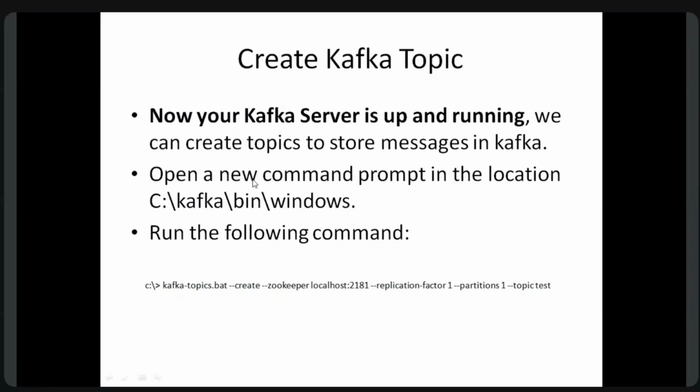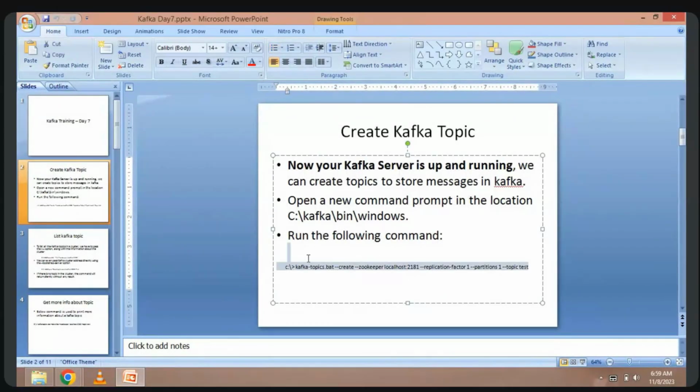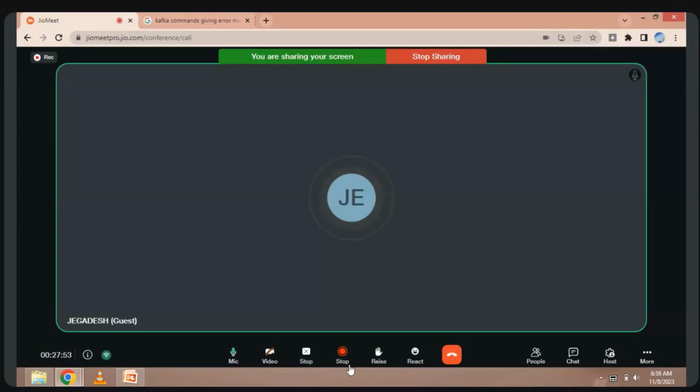So here, now your Kafka server is up and running. We can create topics to store messages in Kafka. Okay. So first open a new tab, command prompt. Don't touch those two tabs which are already running. Open a fresh tab, and then you have to run this command. Okay, so this command I'm sending you. Just run this command, and you will see its effect. What it will do is it will create a topic.